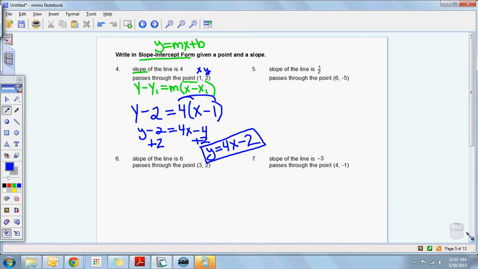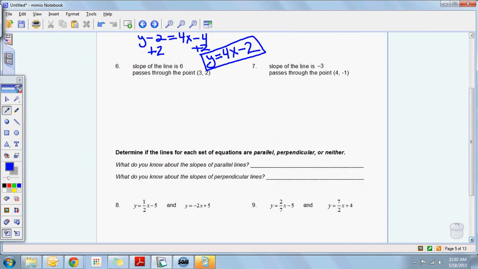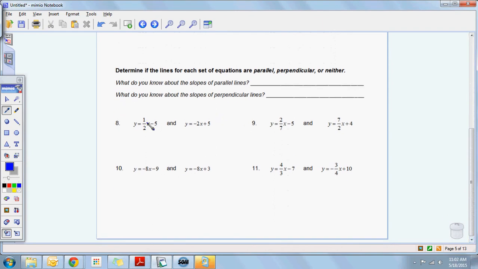And that's it. You guys should be able to try these 3. They're just like example number 4. And the last thing you're going to have to do on your test is to identify, if you're given equations of lines, are they parallel lines, are they perpendicular lines, or are they just two lines that aren't parallel or perpendicular?